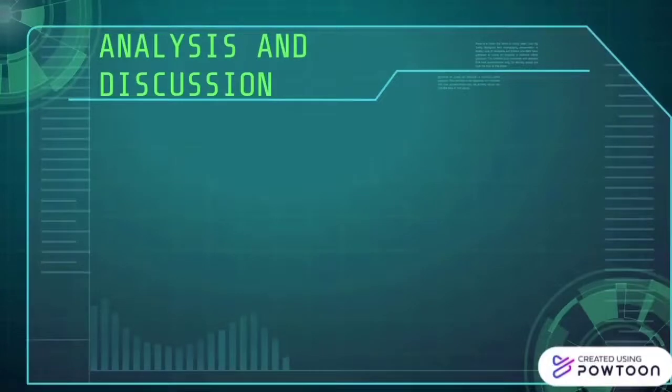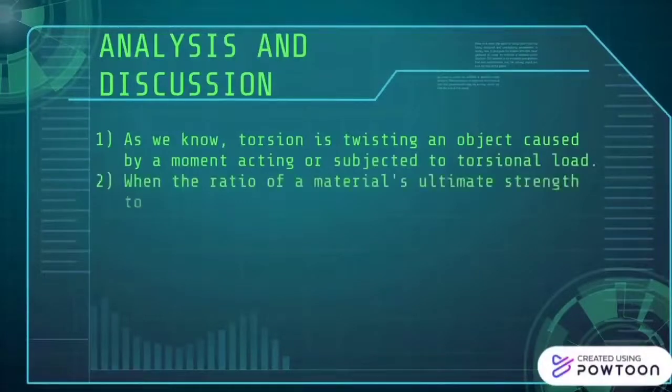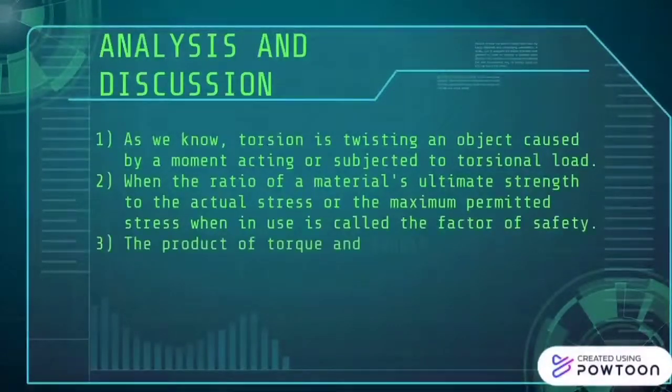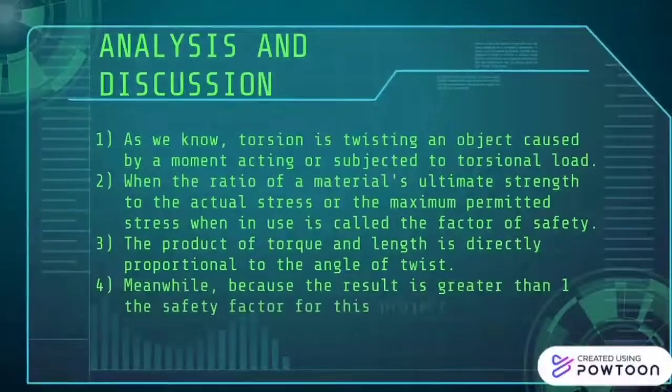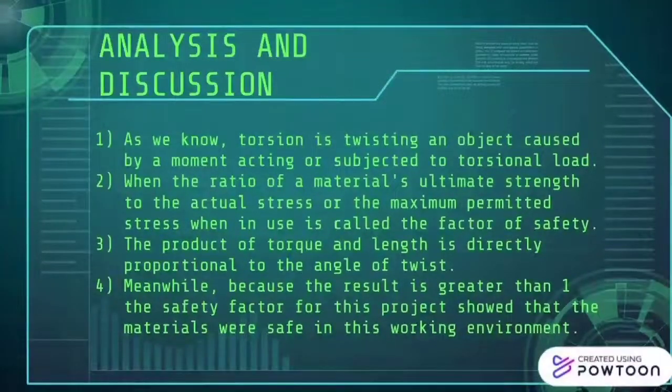I would like to tell you about the analysis and discussion. As we know, torsion is twisting of an object caused by a moment acting or subjected to the torsional load. The ratio of a material's ultimate strength to the actual stress or the maximum permitted stress when in use is called the factor of safety. The product of torque and length is directly proportional to the angle of twist. Meanwhile, because the result is greater than 1, the safety factor for this project showed that the materials were safe in this working environment.